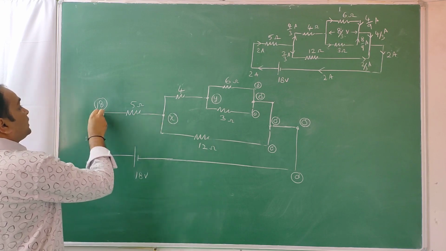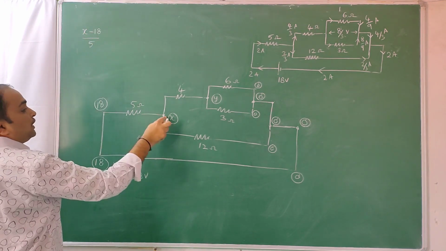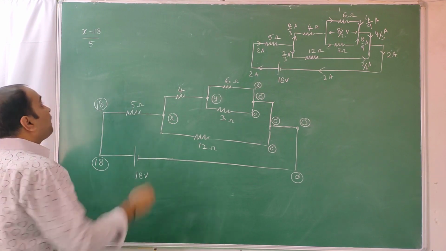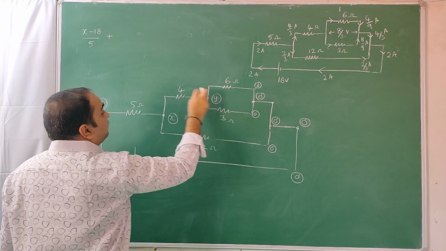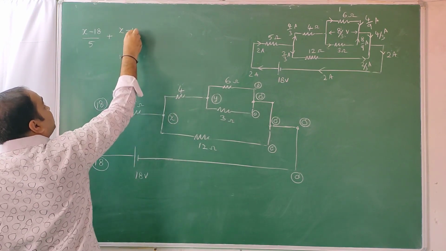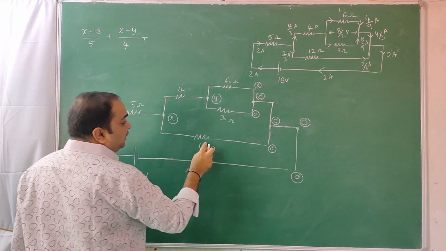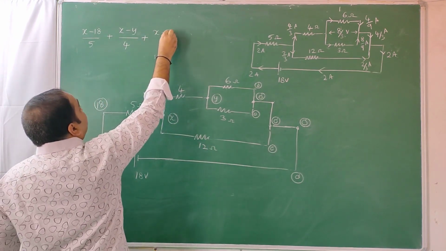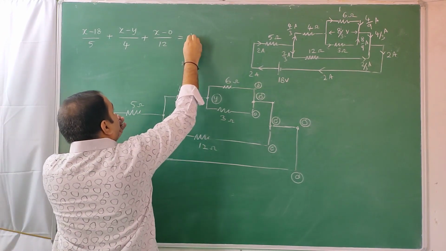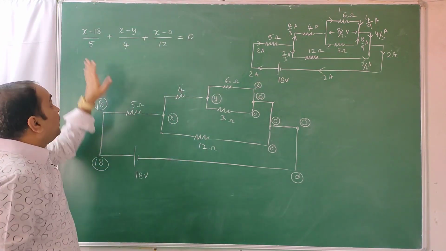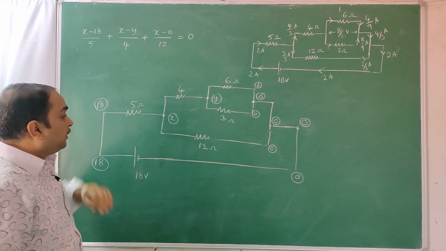So (X minus 18) by 5, potential difference by resistance is the current, plus outward (X minus Y) by 4, X minus Y is the potential difference, by 4, plus (X minus 0) by 12 is equal to 0. All the outward currents you have taken add up to 0, because there will be some inward currents also. If all are positive values, you cannot get 0 as the answer. One of them or two of them should be negative.